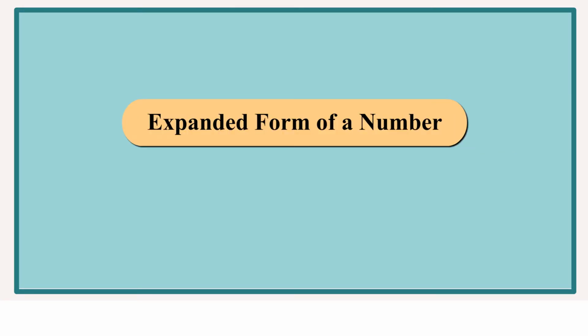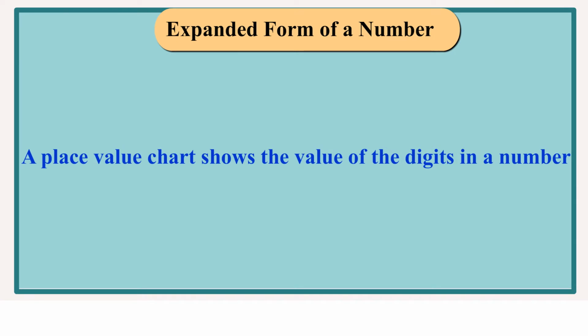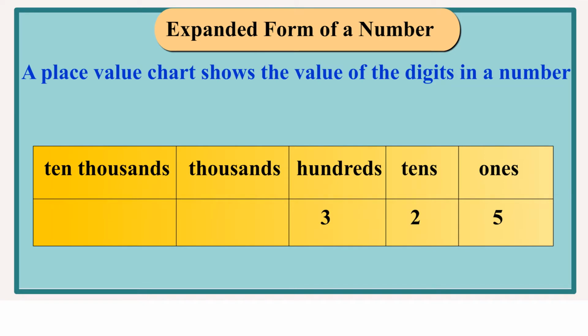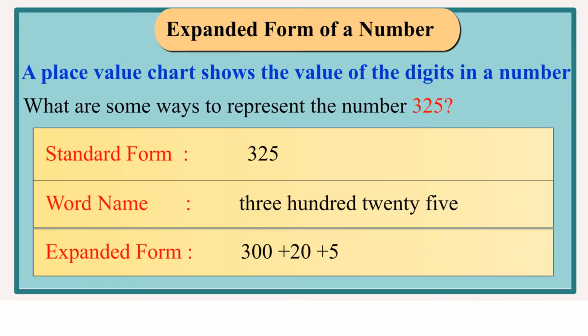Expanded form of a number. A place value chart shows the value of the digits in a number. 10,000s, thousands, hundreds, tens, ones. What are some ways to represent the number 325? Standard form: 325. Word name: three hundred twenty-five. Expanded form: 300 plus 20 plus 5.